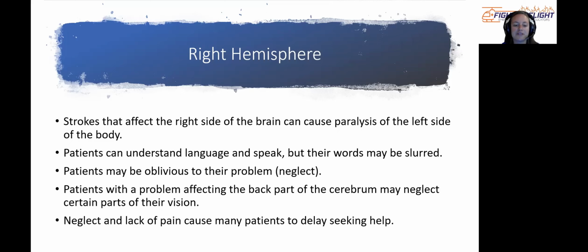If it's in the back of the cerebrum, it can cause problems with vision. Like I said, neglect, they can't see that there's a problem. There's no pain involved. Why would they get help? So people can really wait a long time to get help. It's not until a family member or a visitor or somebody sees them and realizes there's a problem that they actually get help.